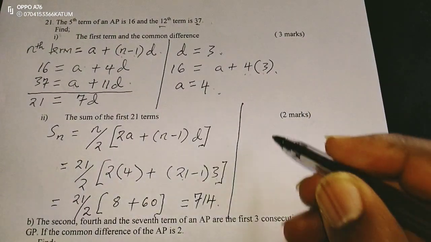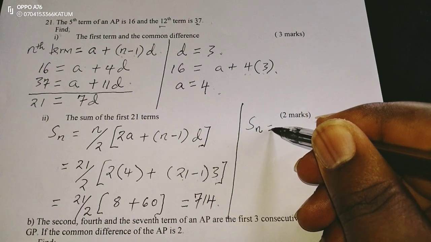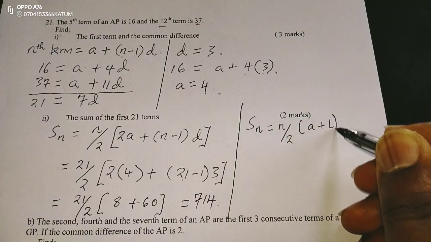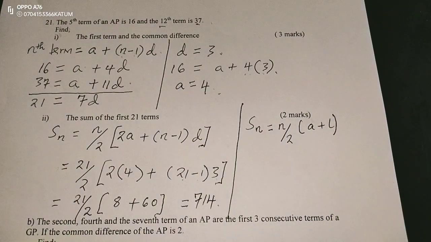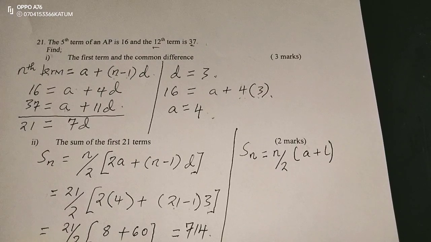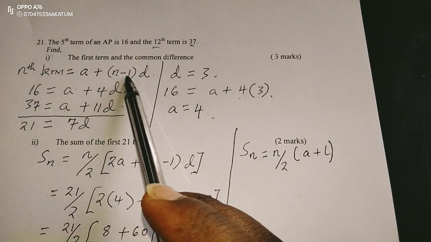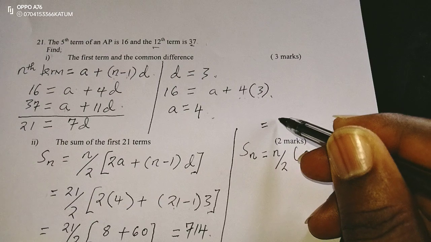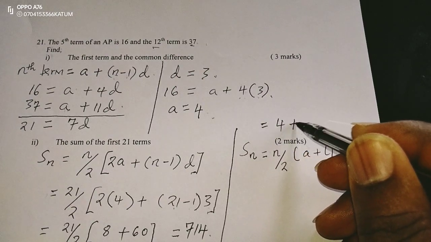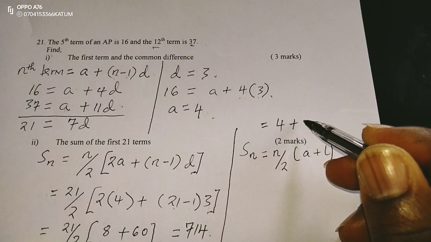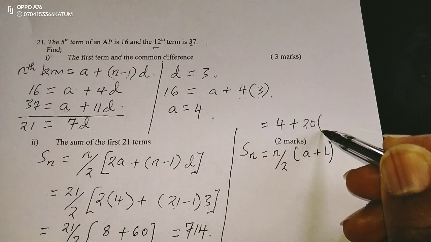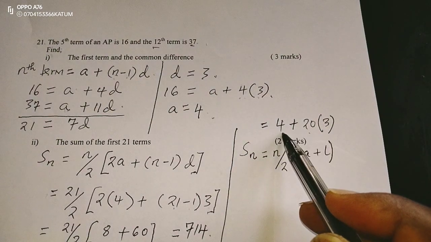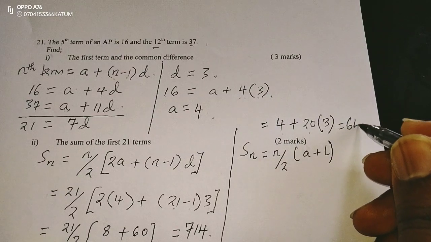Alternatively, we can say that the sum of n terms is usually obtained by n out of 2 into A plus L, where L is the last term in that progression. Now, the last term will be the 21st term. So we can use the formula for any of the terms to get the 21st term. That is going to give us, the 21st term is given by A, which is 4, plus n minus 1. So 21 minus 1, that gives us 20, multiplied by D, which is 3. So 60 plus 4. The 21st term is 64 in this progression.